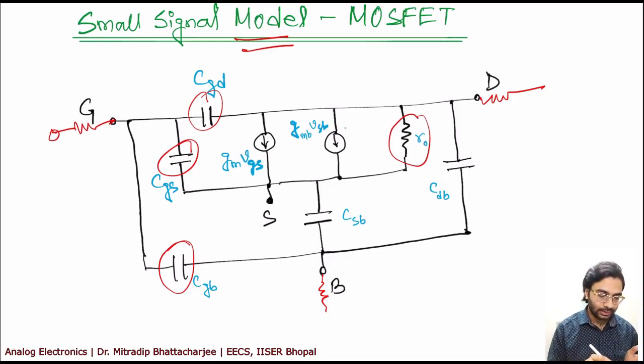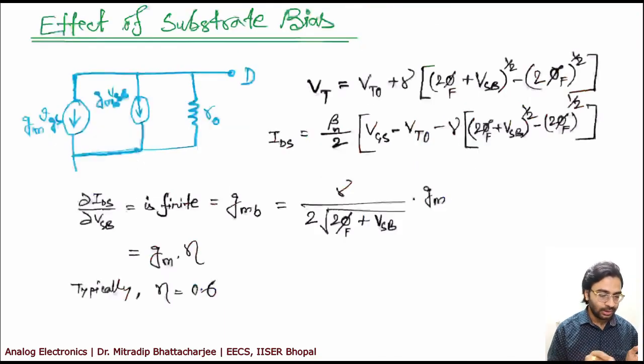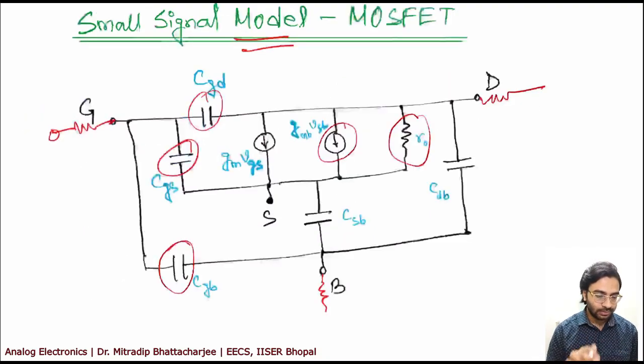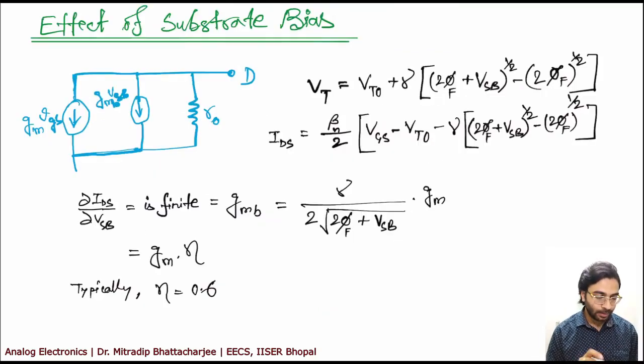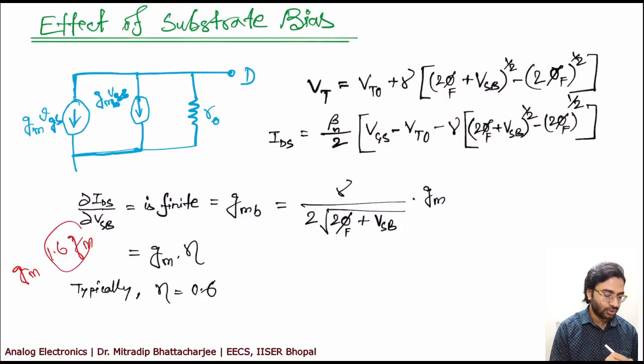connections. And then I discussed the effect of this gmb, VSB, that is the substrate bias effect, and how it affects the performance of the MOSFET. In this case, I've shown that the substrate bias can enhance the gm by some factor and will make it 1.6 gm. So this is a technique through which you can actually improve your gm, which will in turn improve the gain and bandwidth, everything.